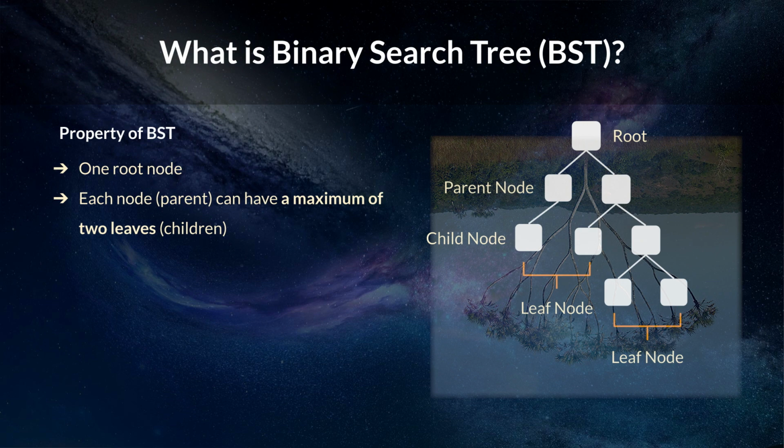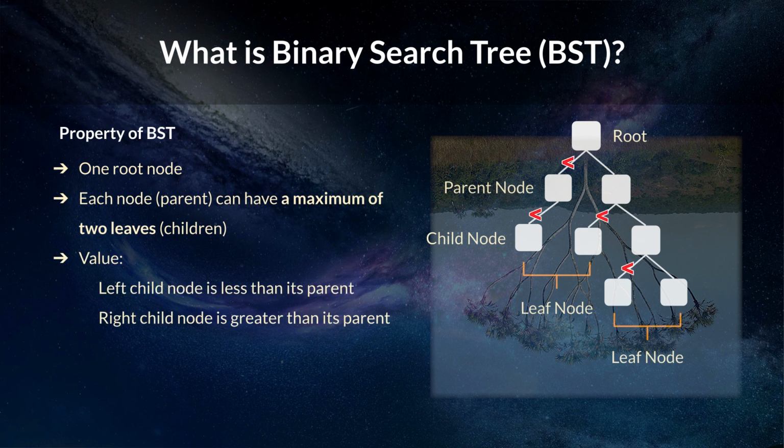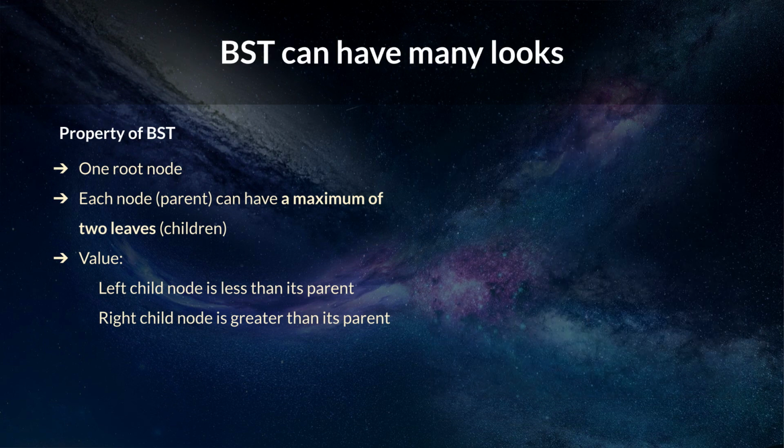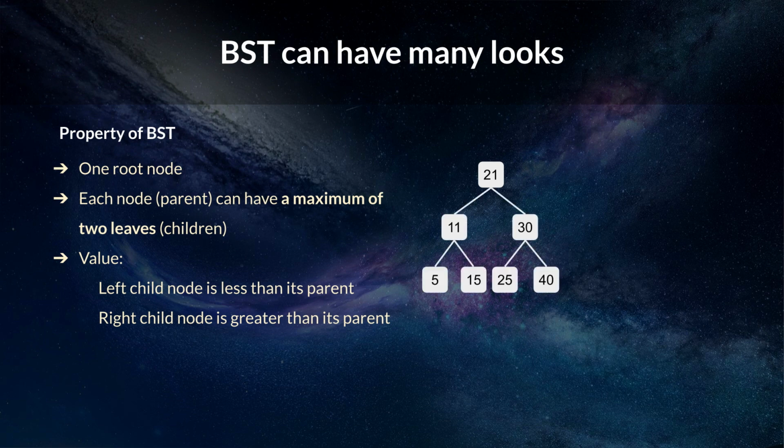Another property of binary search tree is that the left child node is always less than its parent node, and the right child is always greater. This is true for every single node in the tree. With these properties, binary search tree can have many looks. Let's look at an example. We have one root node, 21. Each node has a maximum of 2 leaves. Left child is always less than its parent, and the right child is always greater than its parent.